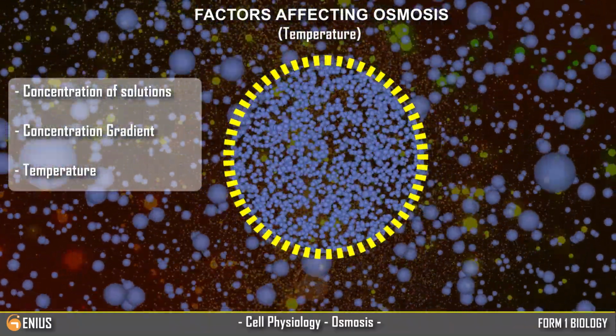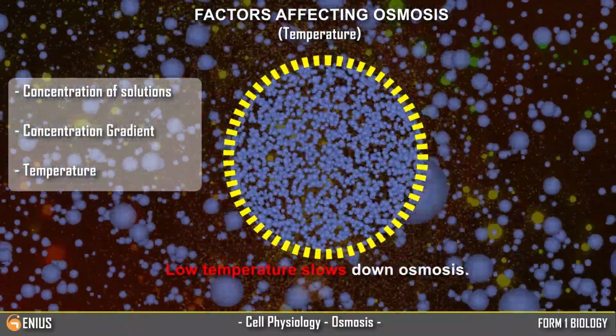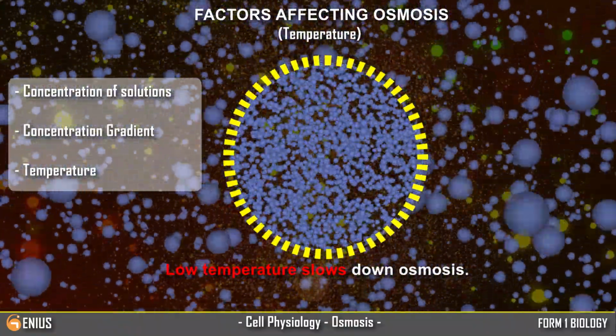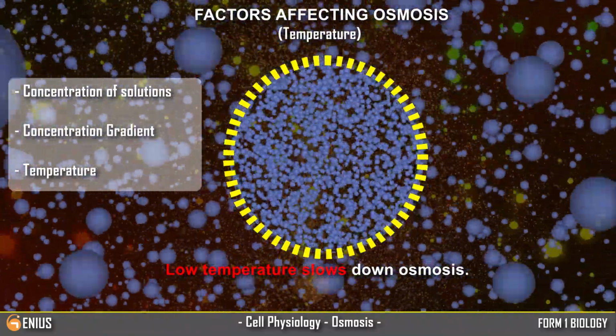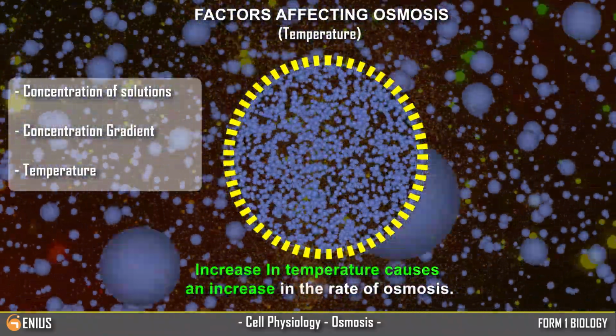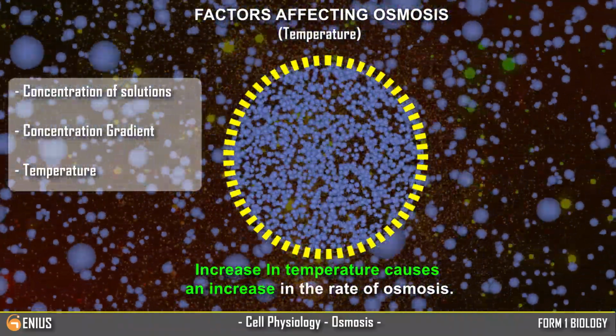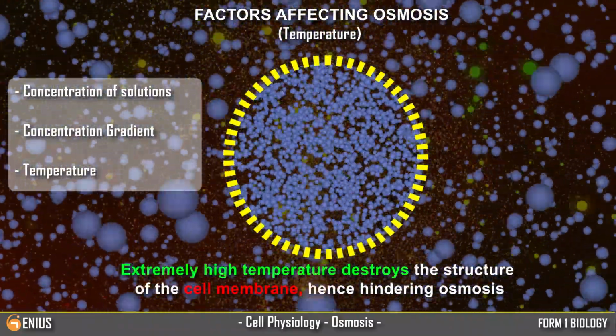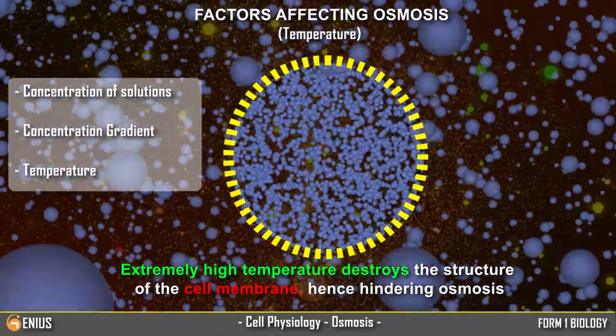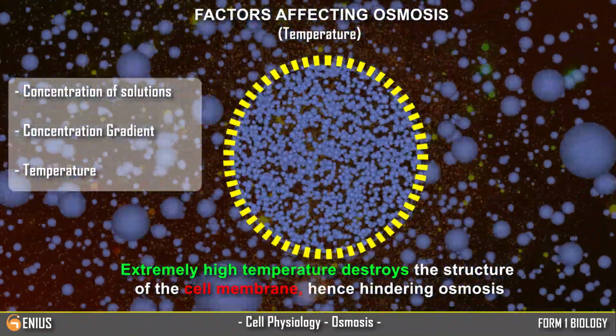Temperature. Low temperature slows down osmosis. Increase in temperature causes an increase in the rate of osmosis. Extremely high temperature destroys the structure of the cell membrane, hence hindering osmosis.